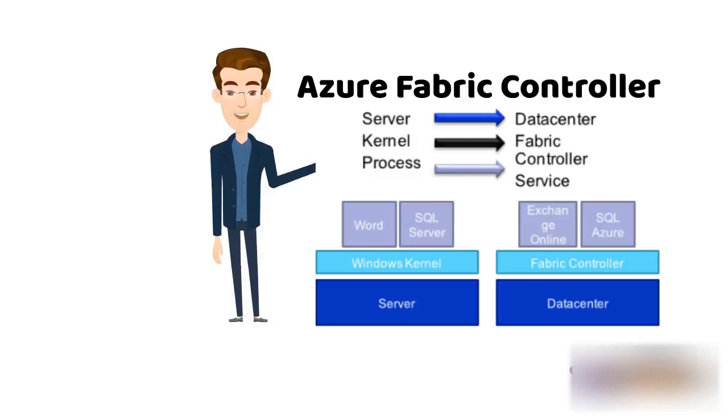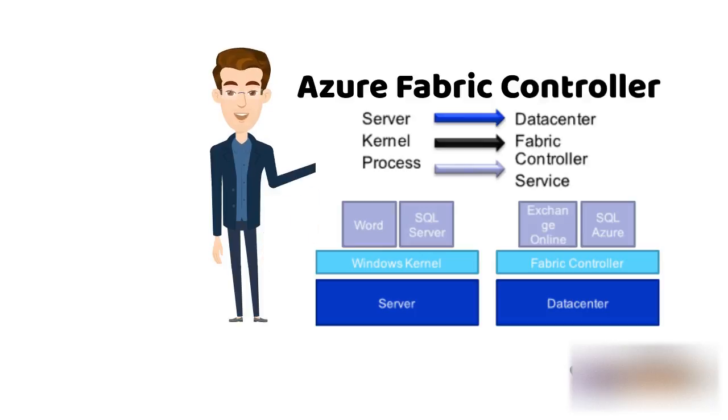It's a highly available distributed software running across all Azure nodes and monitors the state of the nodes. If I say that Microsoft Azure is the OS of the data center, then Azure Fabric Controller is the kernel of that OS. Azure Fabric Controller does resource allocation, validates the health of the applications which are running, and manages the hardware infrastructure of the data center.